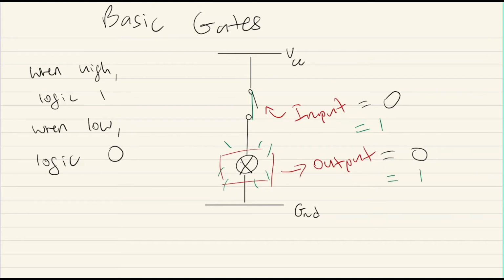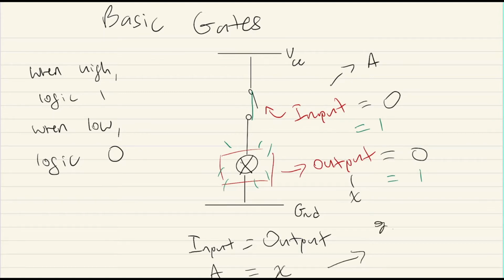So what we can say, because now we have it in zeros and ones, is that input equals output. This is the basis of Boolean algebra that we'll be looking at. If we call the input A and the output X, we can say that A equals X. Just as an example, when A equals 0, then X equals 0. When A equals 1, X equals 1. So it's very simple, very obvious. Basic Boolean algebra.